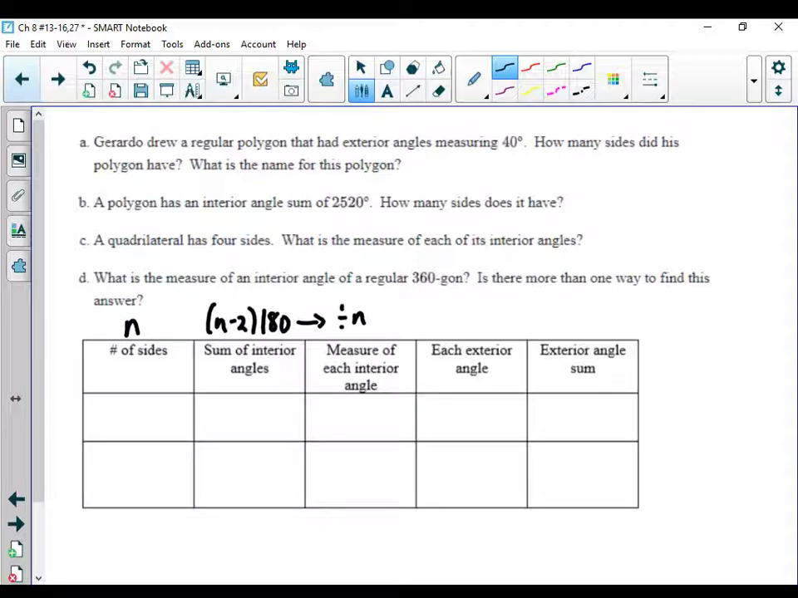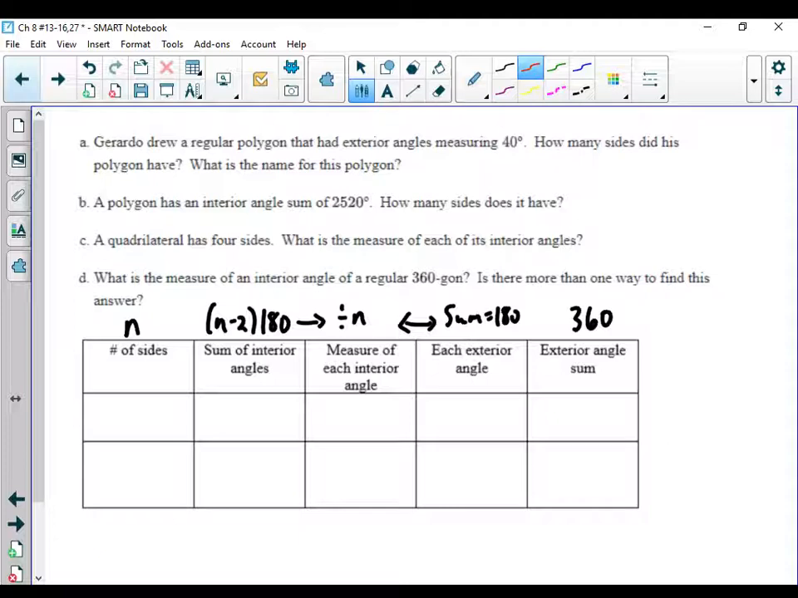Over here, I've got the exterior angle sums. Well, I know that these two together have a sum that equals 180. The nice thing about exterior angle sums is they're always the same value. They're always 360. So here's how I might use the table in solving a problem like the first one.